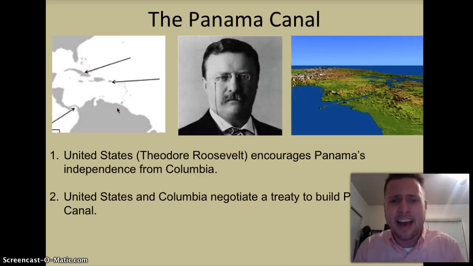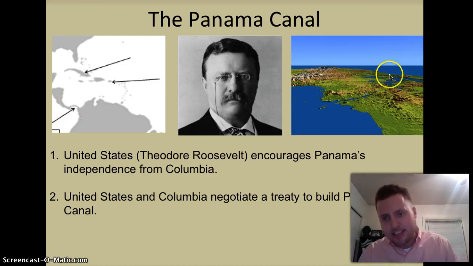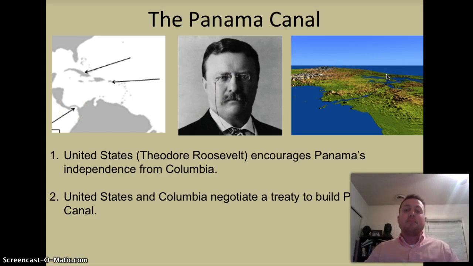The youngest president ever was Theodore Roosevelt. At 42 years old, he came to power after the assassination of William McKinley, and he had a dramatic plan for Latin America. One of his big goals right here was to build this thing, the Panama Canal. President Roosevelt, the United States, encouraged Panama's independence from Colombia because Panama was like a state in Colombia.